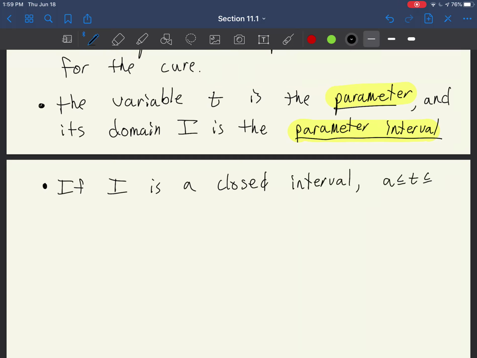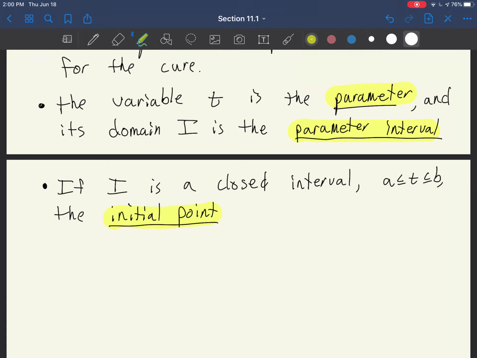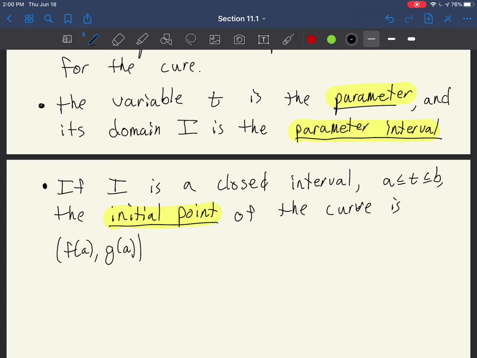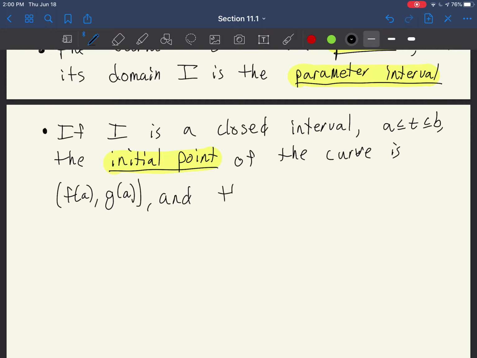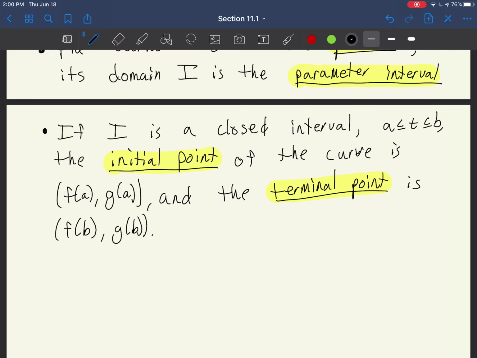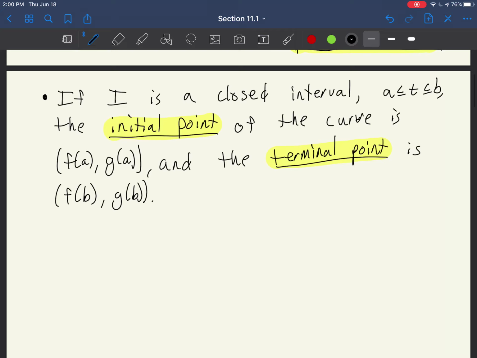If I is a closed interval, say the interval is a less than or equal to t less than or equal to b, then the initial point of the curve is f of a comma g of a. So it is the x and y value that correspond to letting t equal a. And the terminal point is f of b comma g of b.